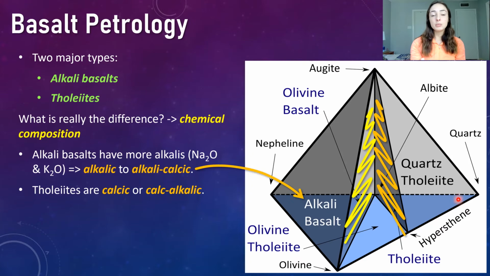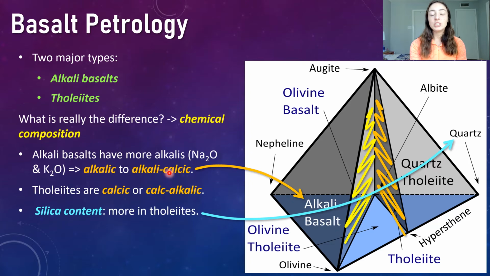And so what does all this mean? What are the actual differences between alkali and tholeiitic basalts? Well, there are differences in their chemical composition. The alkali basalts contain more alkalis, aka sodium and potassium oxides, as we discussed in the chemistry of igneous rocks video, and tholeiitic basalts contain less alkalis, and therefore in the alkali-lime index are classified as calcic or calc-alkalic rather than alkalic or alkali-calcic as the alkali basalts would be.